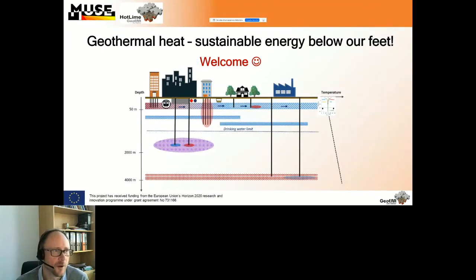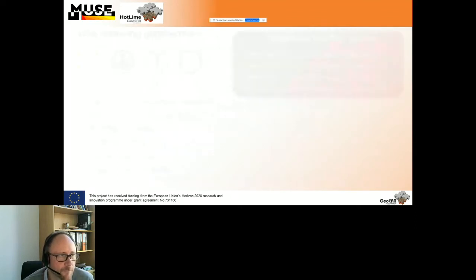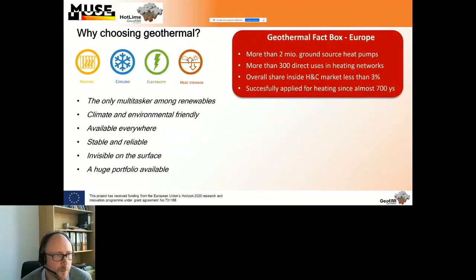So we are looking at geothermal heat inside the GeoEnergy thematic group in GeoERA. And why is it important? Of course, it's an emerging technology, although it's very old. As you can see in the fact box on the right-hand side, the first geothermal district heating system was invented in the medieval age in France. So it's not a new technology, but still it covers a very low share inside the heating and cooling market.